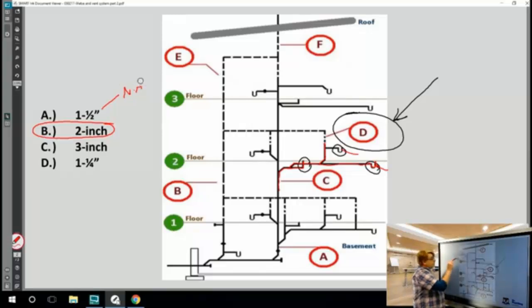So I'm just going to erase that really quick so it doesn't confuse anybody. Let you look at the screen and what's there and understand that D is 2-inch, and that's basically all we have tonight.